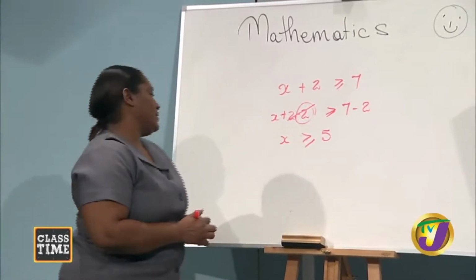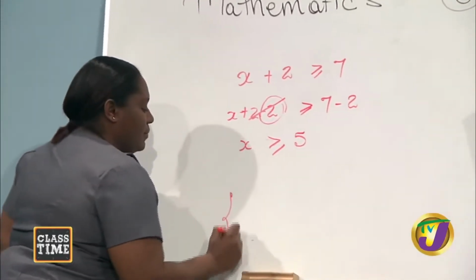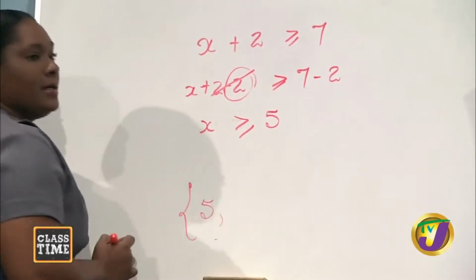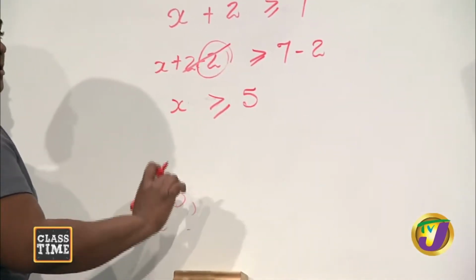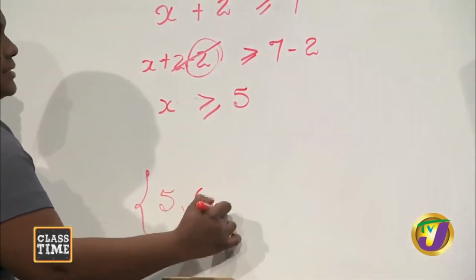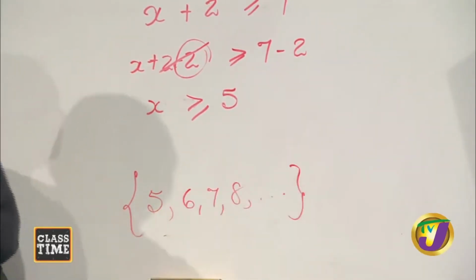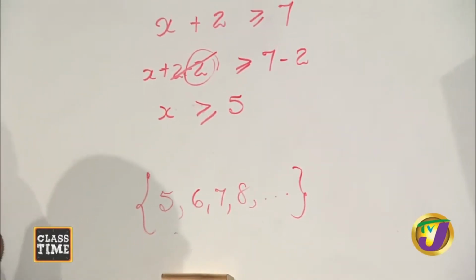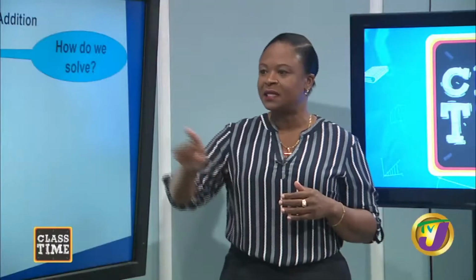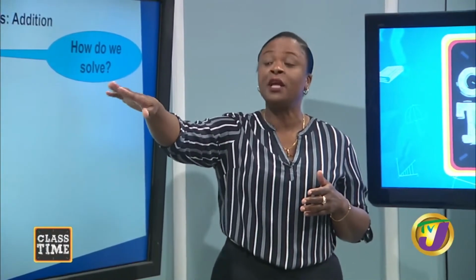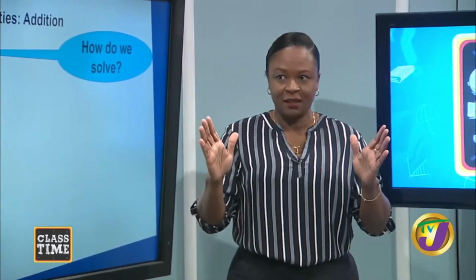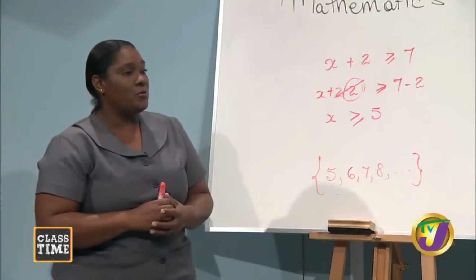So we could go ahead and list some of the elements of this set. Starting with 5, it's greater than or equal to, so our starting point is 5, 6, 7, 8, and then ellipses, because of course the set is an infinite set. So any of these values, when plugged into that inequality, will make the inequality true.